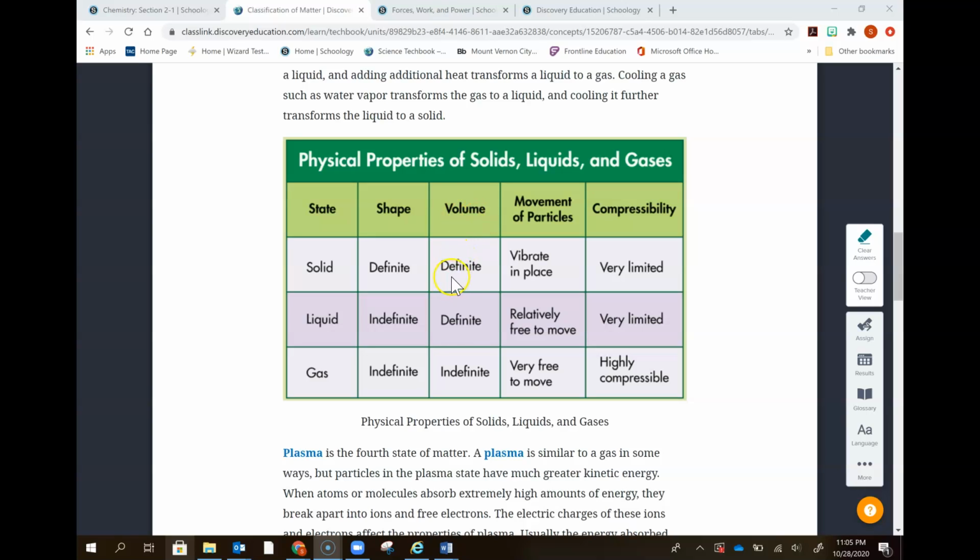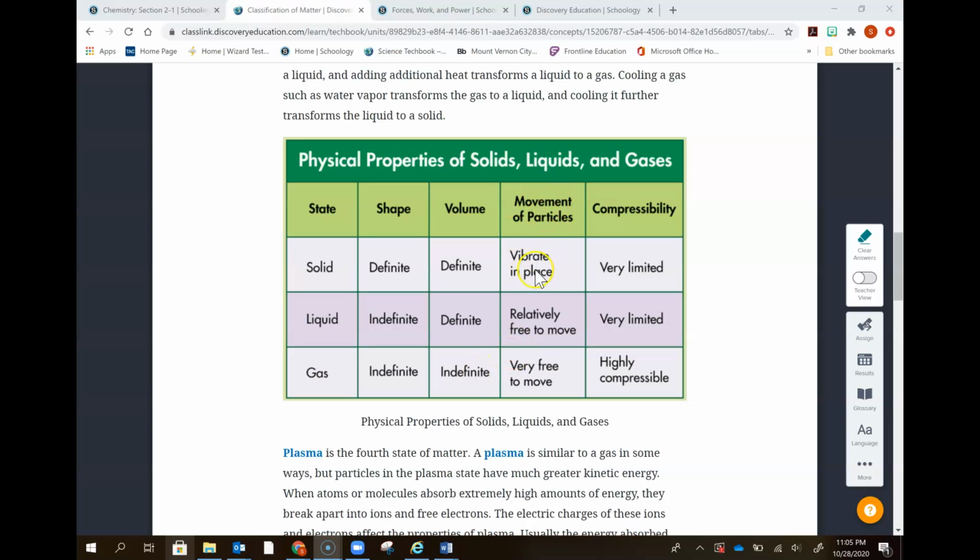Volume: solids and liquids have definite volumes. Their volume does not change. However, a gas, its volume does change. The gas will expand to completely fill the container that holds it.